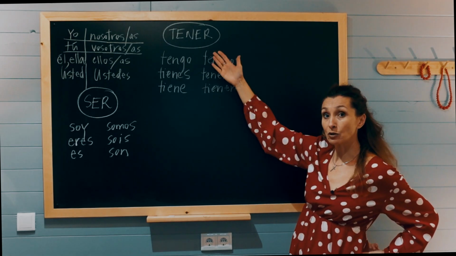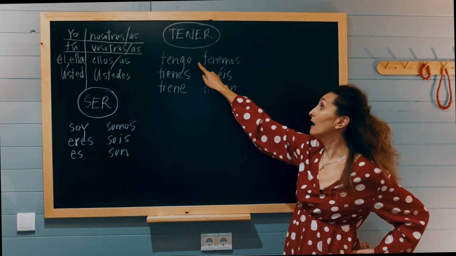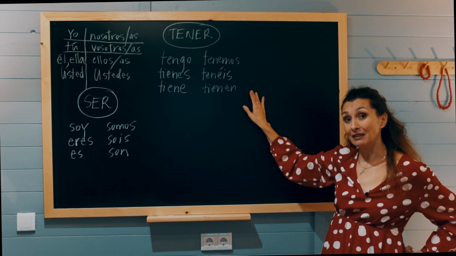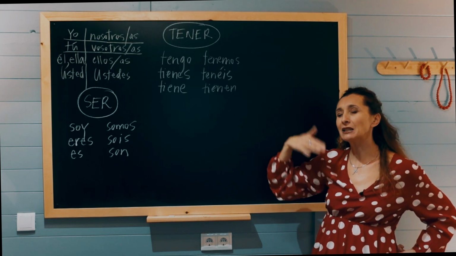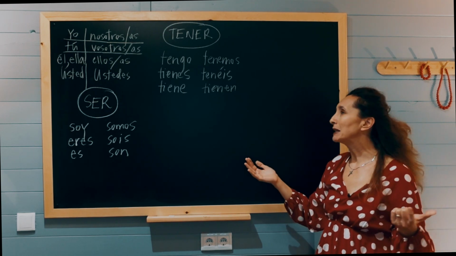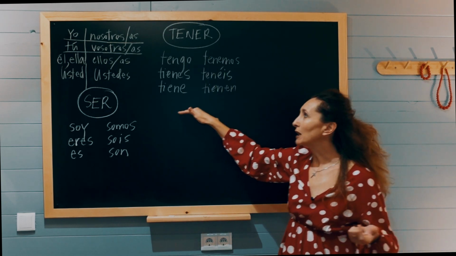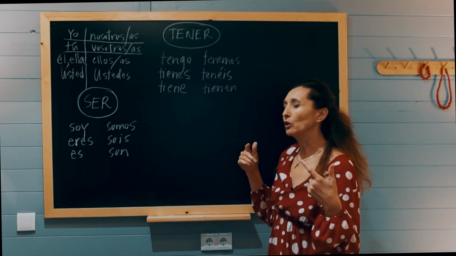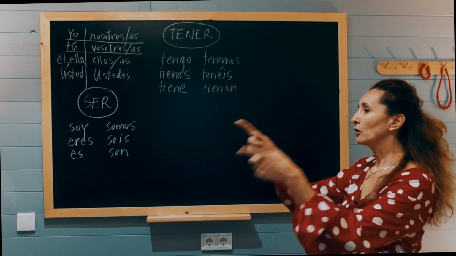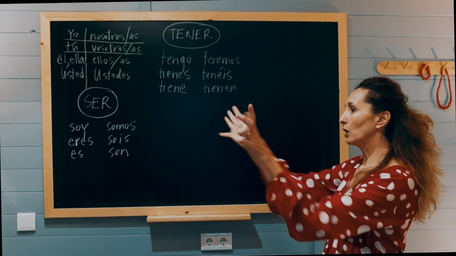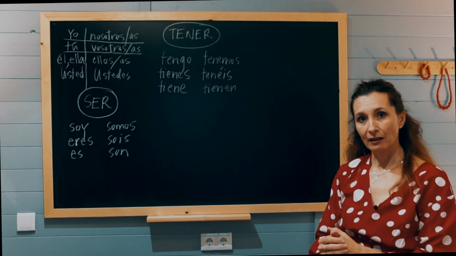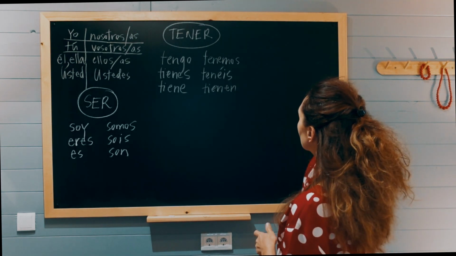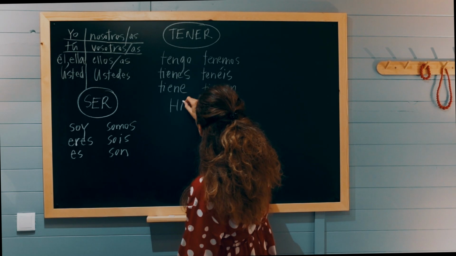So, tener, to have, would be in the present: tengo, tienes, tiene. Tenemos, tenéis, tienen. And you repeat it, repeat it, repeat it. And as you're repeating it, you know that these 3 are here and these 3 are here. And you know it's I, you and he, or we, you and they, okay? Good.